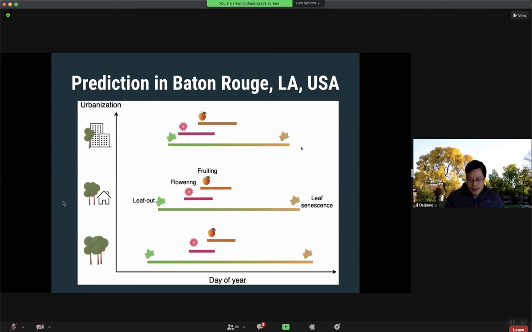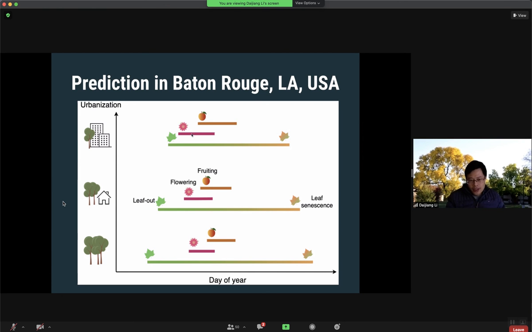So based on this sort of modeling results, we can predict for a specific city, say Baton Rouge, Louisiana. Using the model, I'd expect that in the urban area, like the downtown area, compared with the rural area, we're going to have a later leaf out and early senescence, so a shorter growing season. And flowering, based on the model we have, is actually advanced still, and the duration maybe longer, but we don't have any information about fruiting.